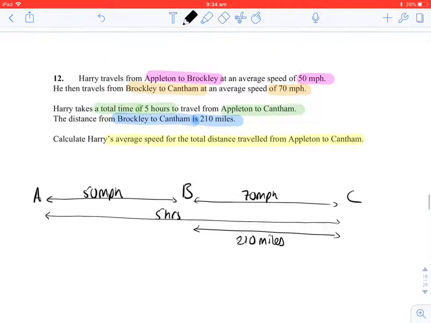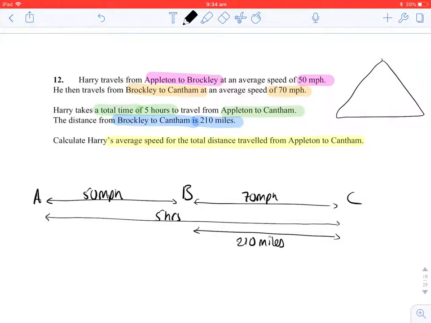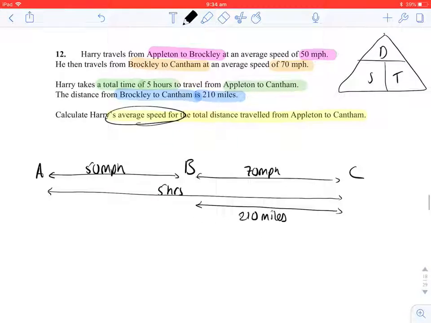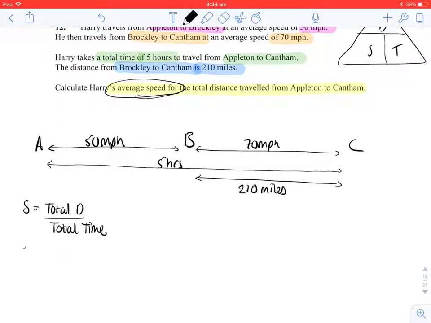Now, if we look at our speed, distance, time triangle, distance on top, speed and time. Now, we want to find the average speed for the total distance travelled. So the speed is going to be the total distance over the total time. Now, we already know that the total time is 5 hours, but we don't know what the total distance is. So we know the distance from B to C is 210 miles, but we need to find what the distance is from A to B.